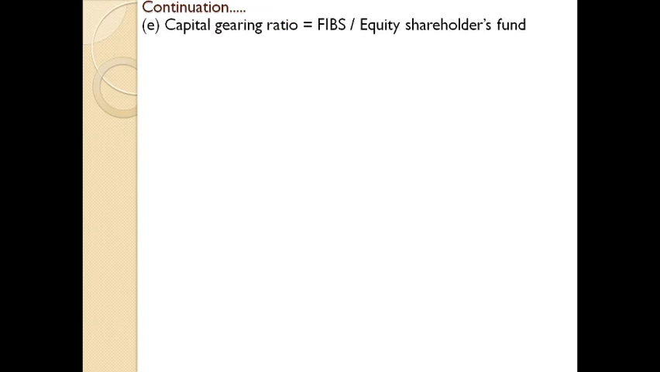Next one, capital gearing ratio. That is fixed income bearing security divided by equity shareholders fund. Try to expand this part. For the convenience only, I am writing short forms. Try to expand this part in the exam. Fixed income bearing securities include debentures, that is 6% debentures, and 5% preference share capital.